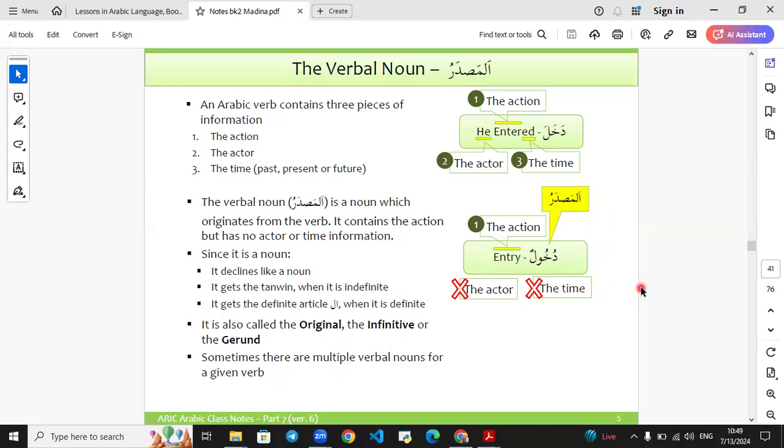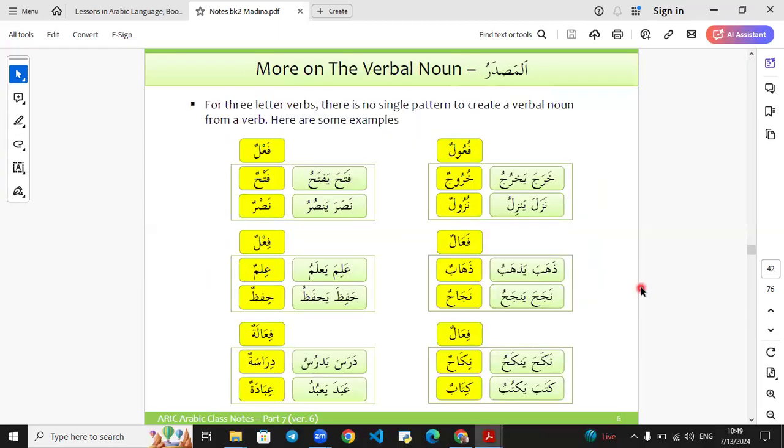So let's have a look at some examples of masdar. There's no single pattern to create a verbal noun from a verb, but here are some examples. We don't have a singular pattern to say it must be like this. But you can say fu'ulun from a three-letter verb. Remember we've been learning about the patterns. Fu'ulun, in this case, this is the pattern. So you can say kharaja, he went out. Yakhruju is going out. Khuruj, what do you think? Exit. So it doesn't necessarily tell us who is the person who exited, when he exited, what happened. It doesn't give us much details. It's just a noun. Exit.